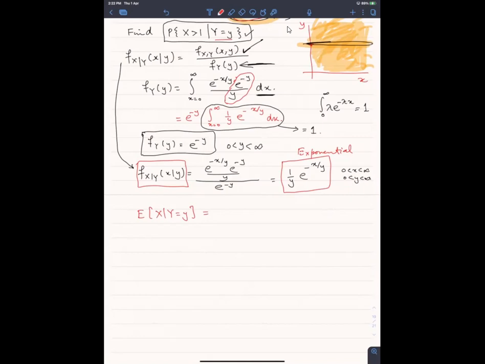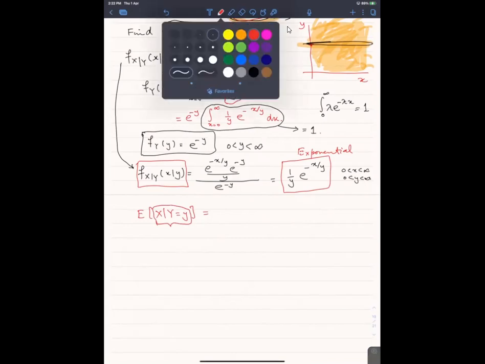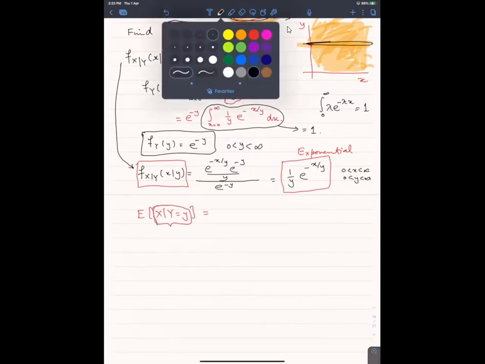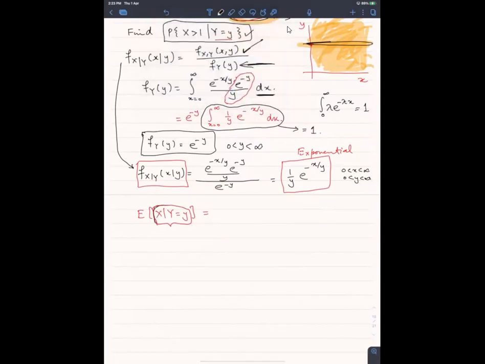Expected value of x given y is equal to y. Realize that this guy here, whose expected value we are asked to find, this guy is exponential with parameter 1 over y. With parameter 1 over y.